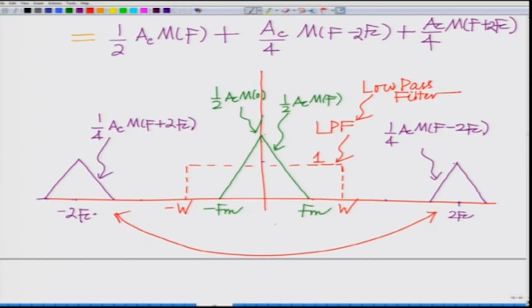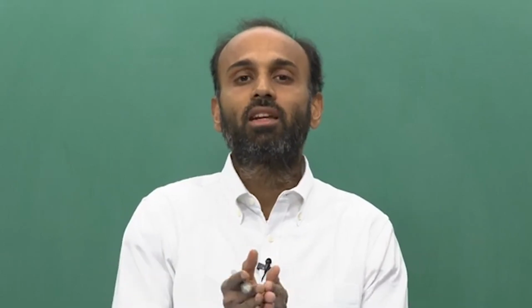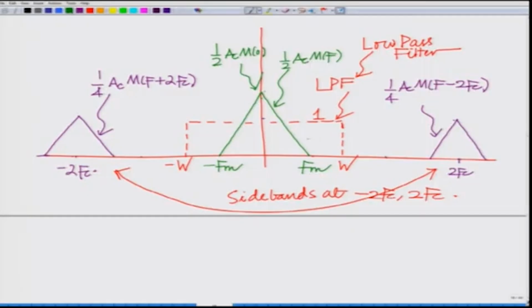This is the base band and these are the side bands at minus 2 Fc and 2 Fc. The base band, that is AC over 2 MF, can be separated from the side bands by passing it through a low pass filter between minus W and W, and W can be chosen appropriately, alright, because there is significant separation, because the maximum frequency Fm is much less than Fc. So naturally Fm is much less than 2 Fc and much less than 2 Fc minus Fm. So if you look at this, there is a significant separation, correct.